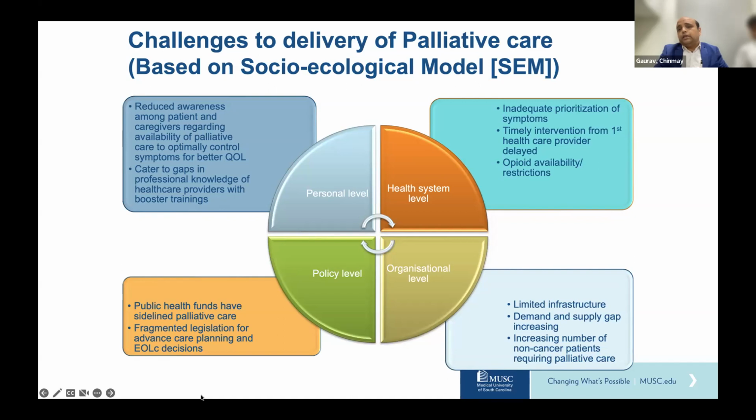Now, on a health system level, we felt that there was inadequate prioritization of symptoms. That was also related to the knowledge gap. For example, a patient having shortness of breath because of pleural effusion in a metastatic cancer. For the care provider to come to the conclusion that there could be fluid in the lungs, it took a lot of time. So timely intervention at the first instance was delayed, which leads to more complications and increased suffering for the patients, and not only the patients but also the providers.